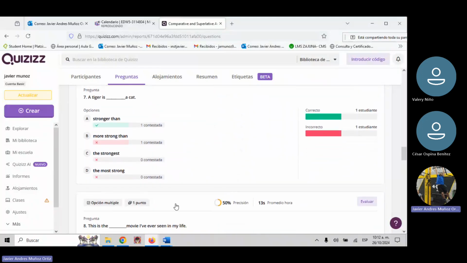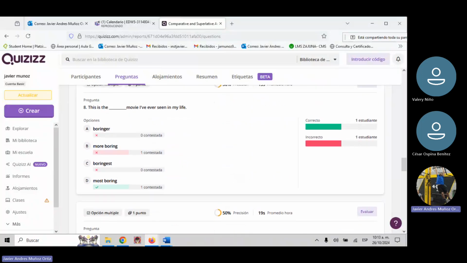Okay, strong. We cannot say more strong, right? This is an adjective with only one syllable. Therefore, because we have only one syllable, we add er to this adjective. Is it a comparative? Yes, but the modification is stronger. Next one.